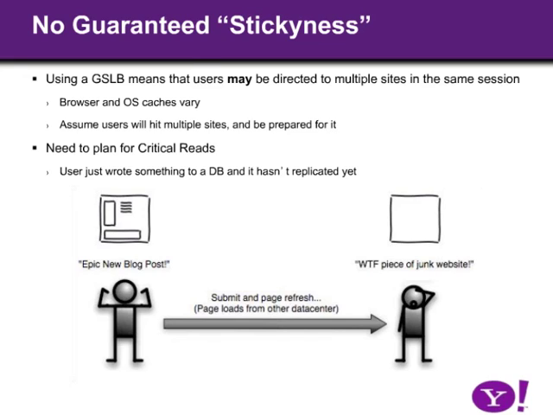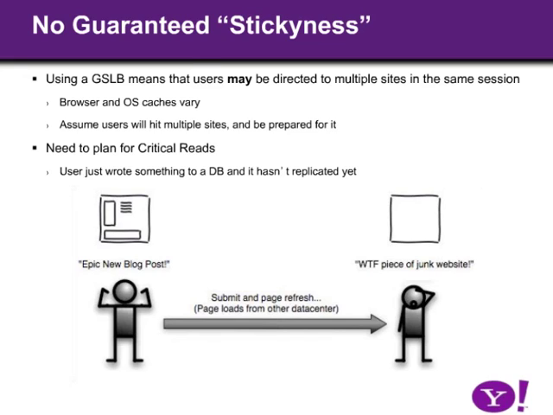Browser and OS caches vary. Usually they'll cache stuff and won't do fresh lookups between clicking on different links, but sometimes they do. At one point in time, I tried to figure out all of the weird variations of it, but I've mostly given up and put it in the realm of they do weird stuff. So you have to assume that your users will hit multiple different sites and be prepared for that to happen.